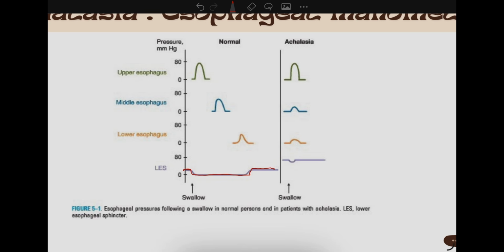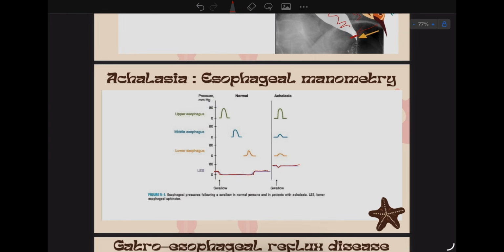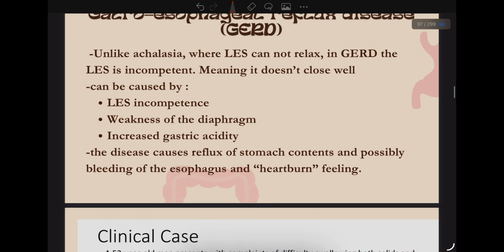Now what happens in these patients? It's almost 60 or something. And when you swallow, it doesn't even go down much. Just a little bit, and then it goes up. So this is what's happening.